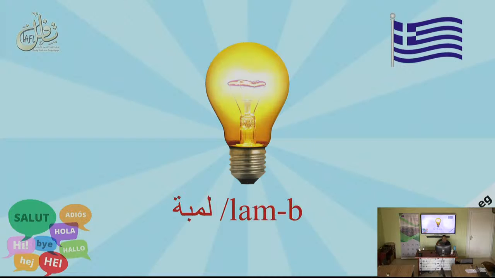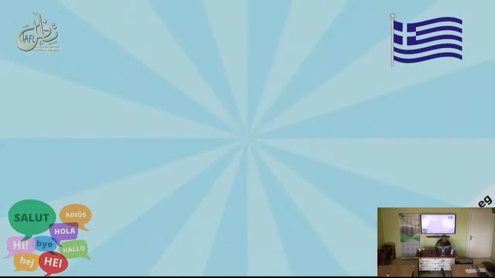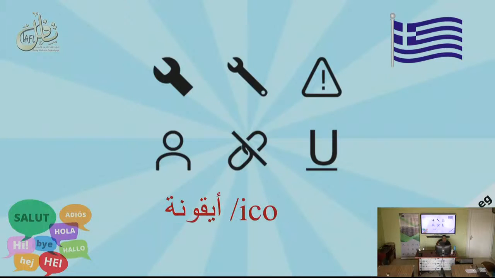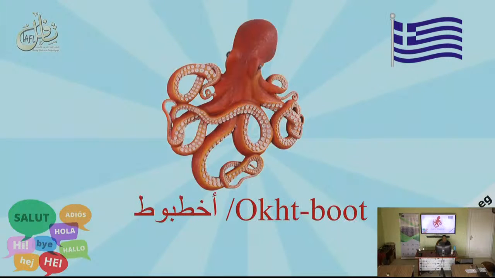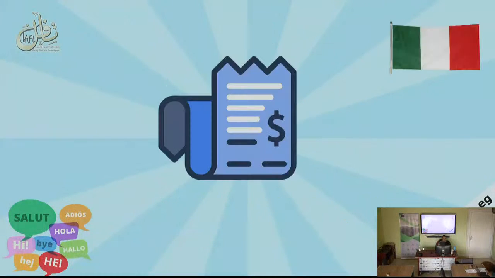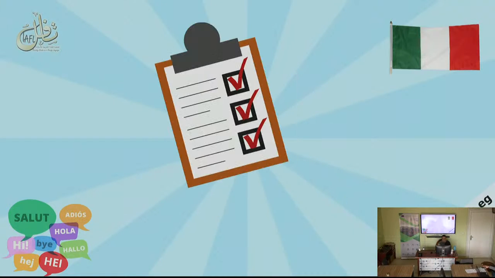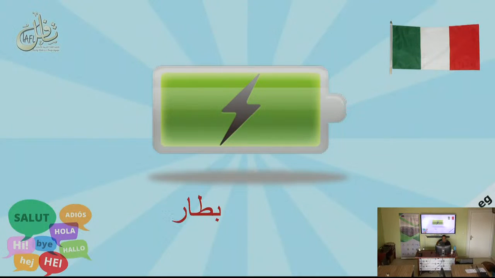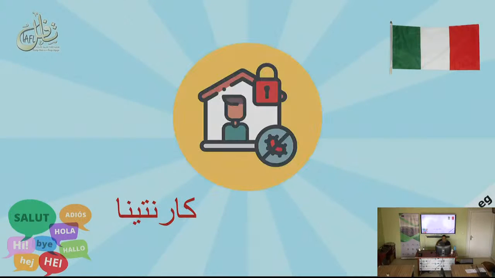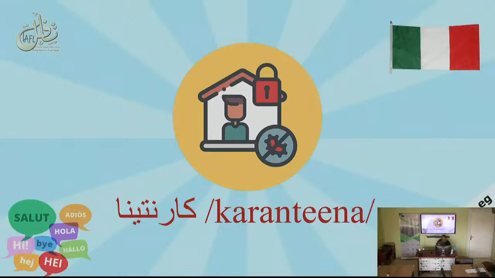And from Greek, we have the word lamba, and the word ikuna, and the word ukhtubut. And from Italian, we have the word fattura and the word lista, the word carro as well, and the word battaria, and the word quarantina.